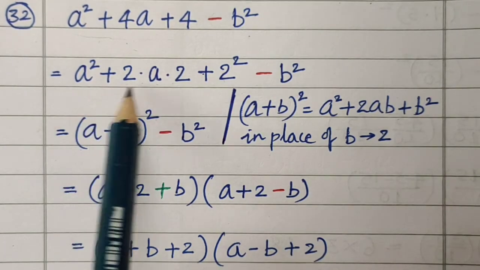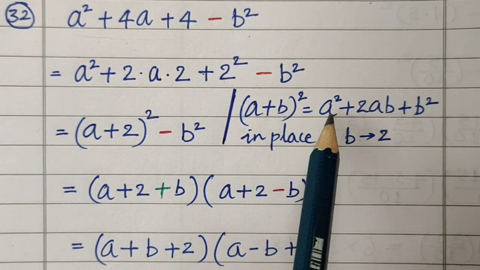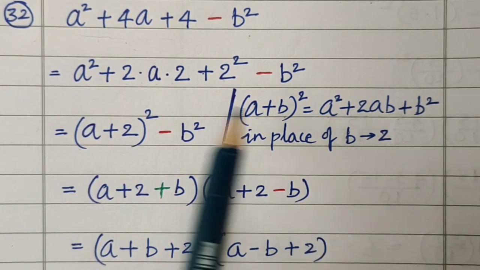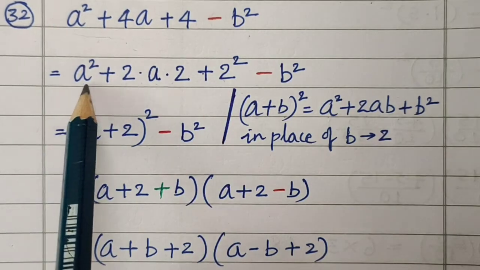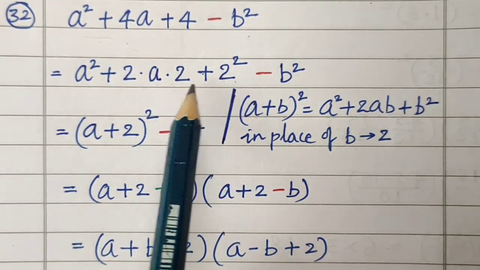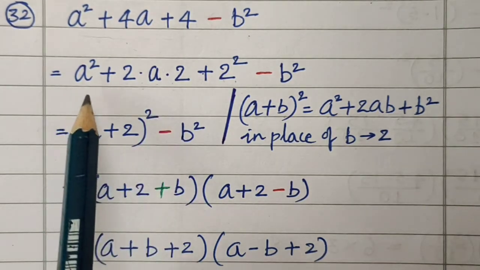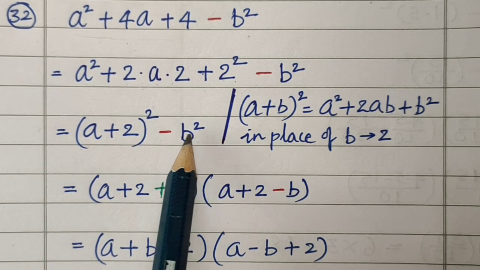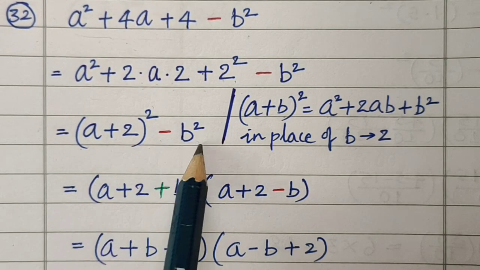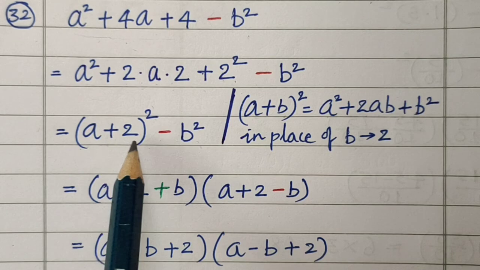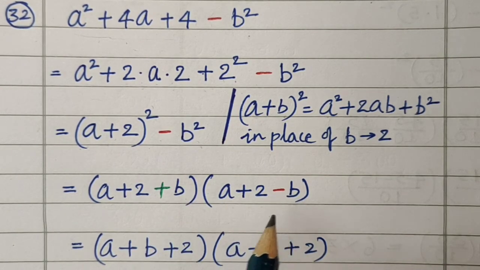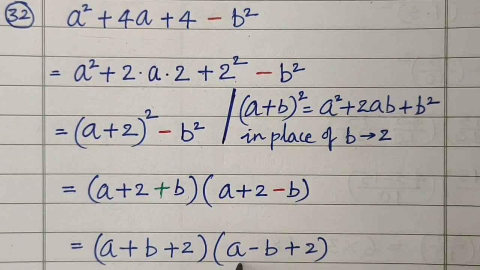Why are we writing this? Because we know that a plus b whole square is equal to a square plus 2ab plus b square. In place of a we have a, in place of b we have 2. This can be written as a square plus 2ab plus b square form. So in place of this we can write a plus 2 whole square minus b square. Once you get into this form, we know that this is in the form of a square minus b square. In place of a we have a plus 2. A plus 2 plus b into a plus 2 minus b. Then we can change the positions, a plus b plus 2, a minus b plus 2.